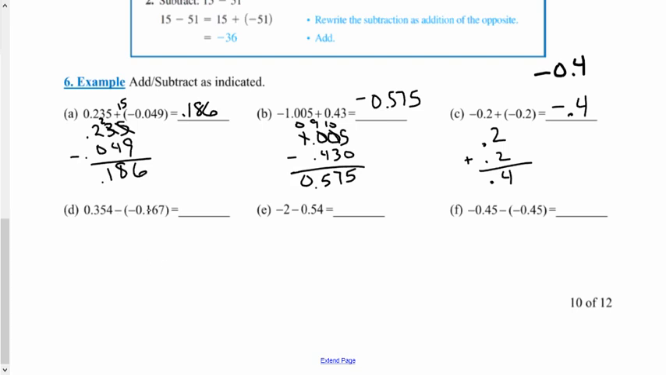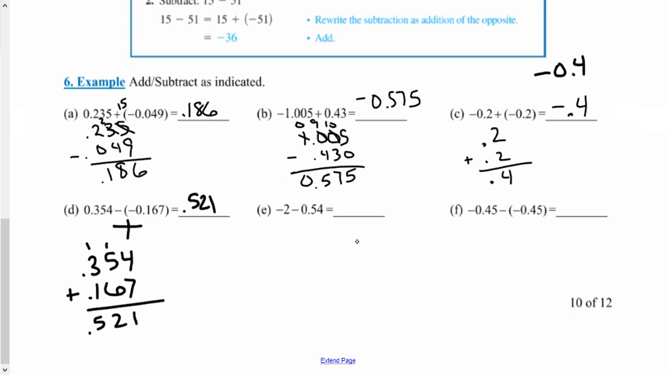Okay, minus a negative. This is where we're going to turn these into plus a positive. So I get 0.354 plus 0.167. Regular old decimal addition. 4 and 7 makes 11, so we'll do that. 6 and 5 is 11, and 1 makes 12, so we'll do that. Carry 1, and that's 5. 0.521.